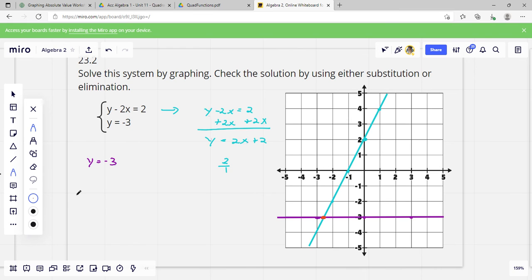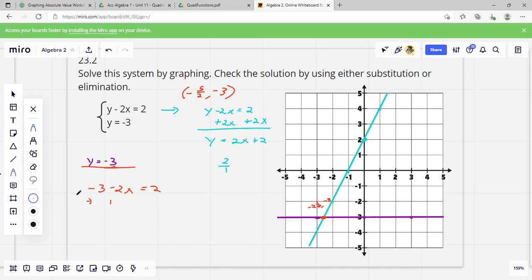Right here. Okay, so the coordinates for this would be, x would be about 2 and 1/2, negative 2 and 1/2, and then 3, negative 3, right? So my guess from that would be negative, let's see, 5 over 2, right? Because that's the same thing as 2.5, and negative 3. So let's check that and see. If y equals negative 3, I can use substitution. I can substitute this negative 3 right into here. So I could say negative 3 minus 2x equals 2.